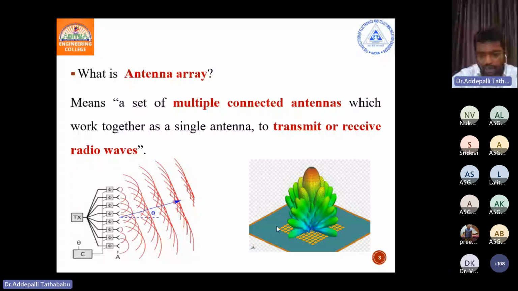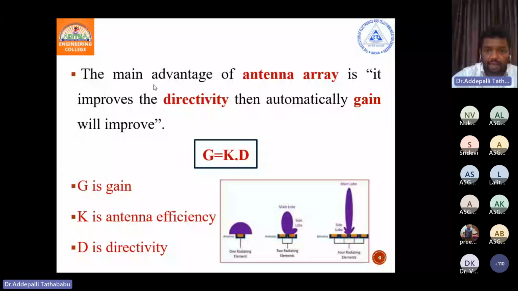In this figure also, a number of patches are connected side by side on the substrate. This will produce maximum gain. First of all, the directivity will improve, then automatically the gain will improve. So it produces maximum gain and maximum directivity. How it gives maximum directivity and maximum gain, I will show. This is the main advantage of antenna arrays. It improves the directivity, and automatically the gain will improve according to G equal to KD.